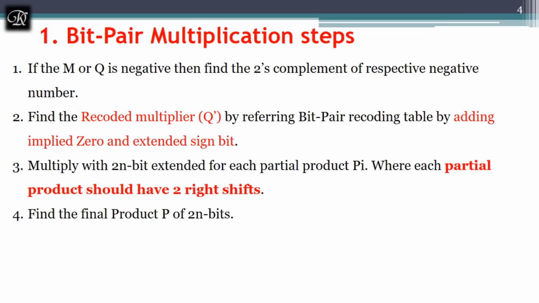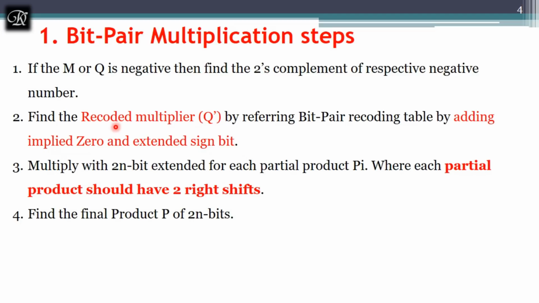Let's see what bit pair multiplication is, and why it is called the extended Booth algorithm. Like the Booth algorithm, it has 4 steps, but here the recoding is a little different compared to the Booth algorithm. The rest of the steps are the same as in the Booth algorithm. The first step goes like this. As in the Booth algorithm, the first step is to initialize M and Q, and after that, if M and Q, any one is negative or both are negative, the first job is to find the 2's complement of those binary numbers.